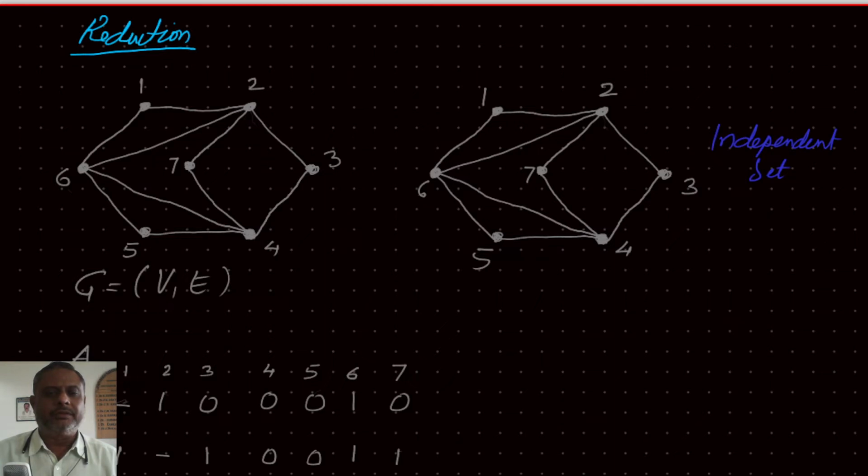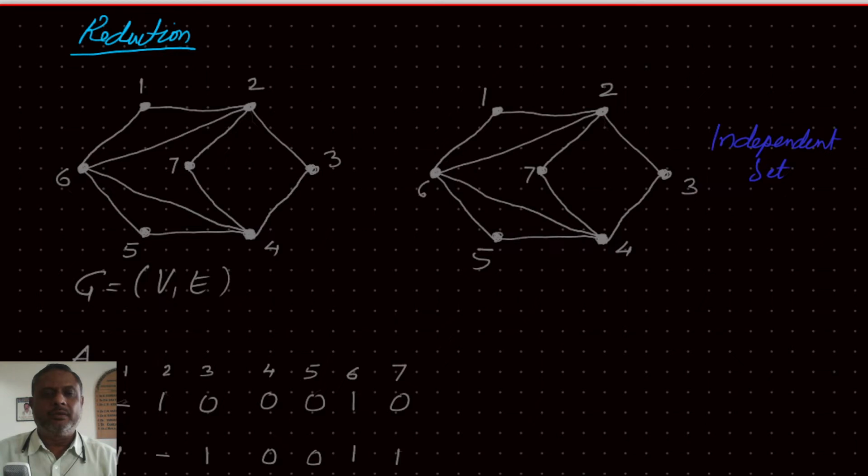This graph has a set of vertices 1, 2, 3, 4, 5, 6, and 7. And there are some edges connecting these vertices, and that is shown in the adjacency matrix here. Now, the first process we want to look at is to identify the independent set of vertices. A set of vertices is called independent if they are not connected by any edge.